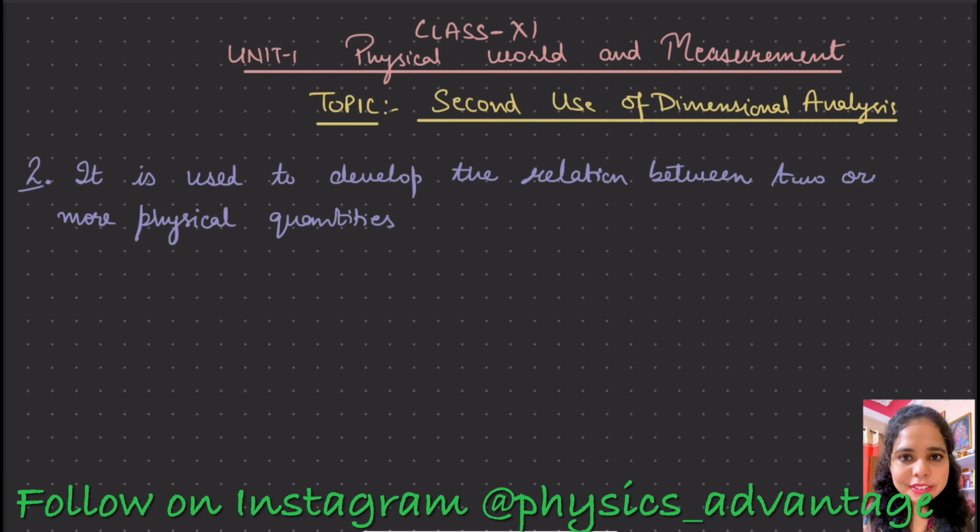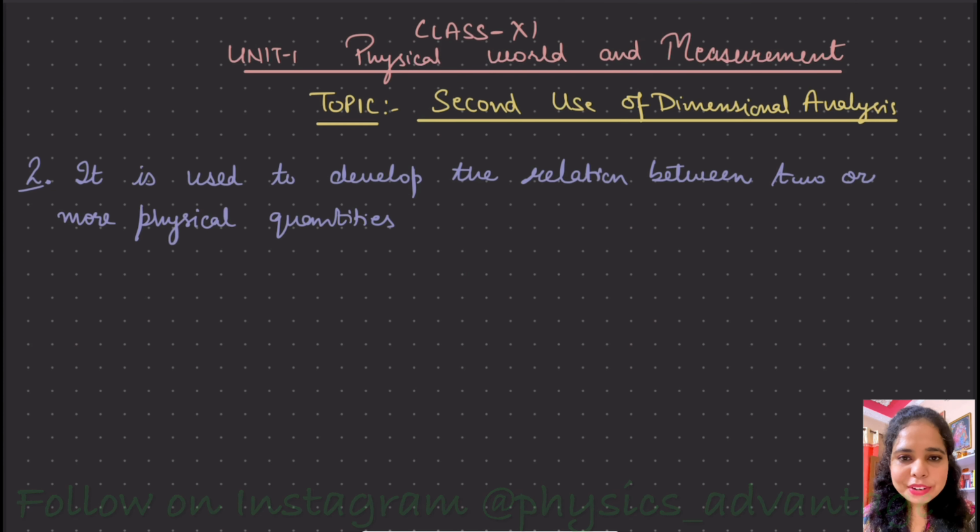This is Unit 1 Physical World and Measurement for class 11th, and we are discussing dimensional analysis. We have already discussed the limitations of dimensional analysis, and we have talked about the first use of dimensional analysis, that is, it is used to check the correctness of a physical relation. Today we are going to talk about the second use of dimensional analysis, according to which we can develop the relation between two or more physical quantities. We will understand this second use with the help of one example.